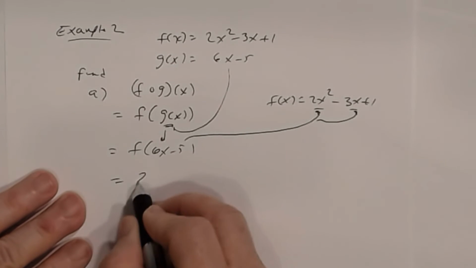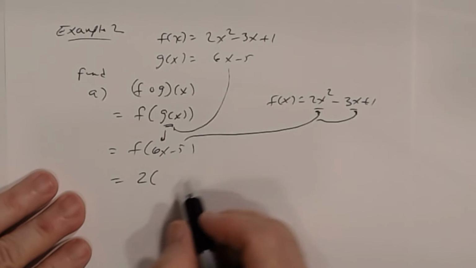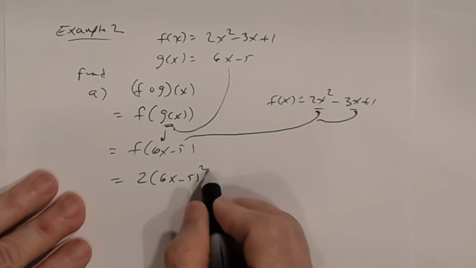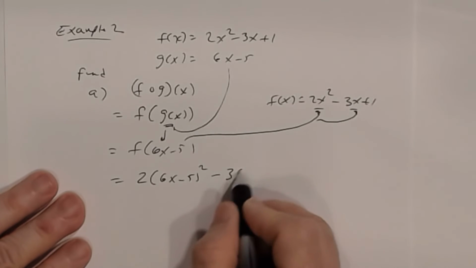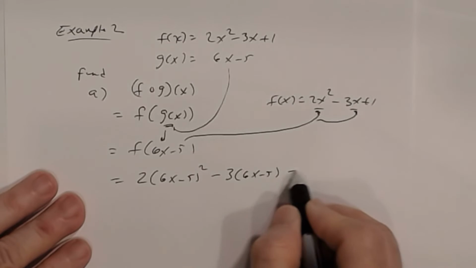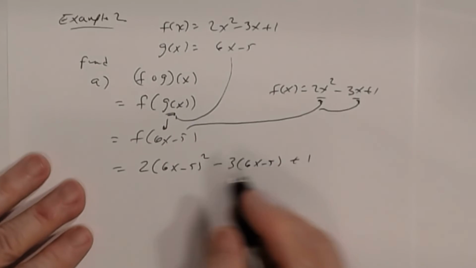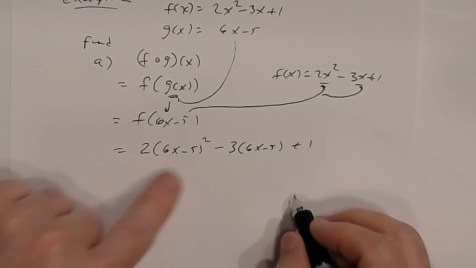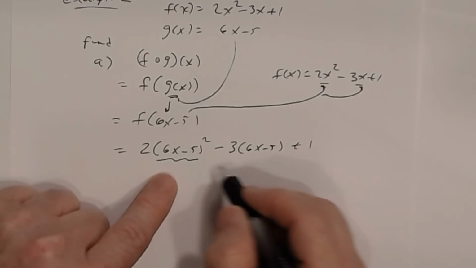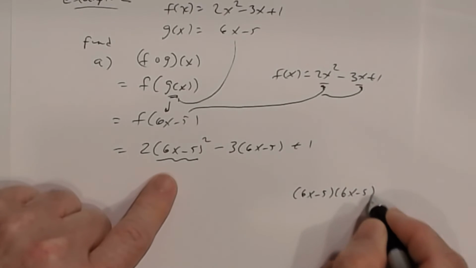All right, now be careful with this one because this is quadratic now. So this is going to become 2 times, I see an x, I'm going to substitute 6x minus 5, but I've got to square it. Minus 3 times, I see an x, I'm going to substitute 6x minus 5, and then plus 1. Now be careful, you've got to do the exponent first. So go off to the side and figure out what this is right here. So 6x minus 5 times itself.